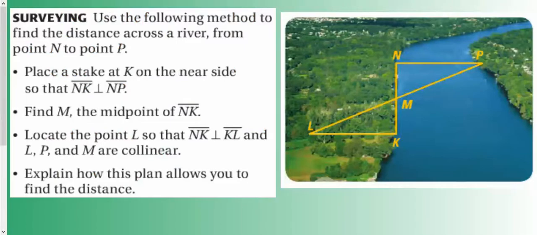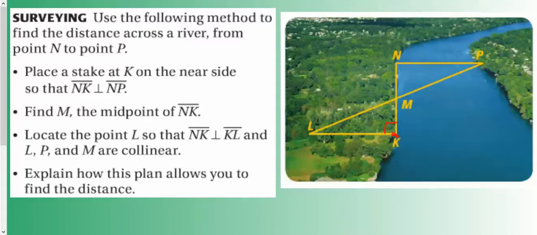All right, so it says, use the following method to find the distance across the river from point N to point P. There's a couple questions like this in your homework. I think they're kind of interesting. Place a stake at point K on the near side so that these two segments are perpendicular. Okay, so we're going to place a stake there so that NK is perpendicular to NP.